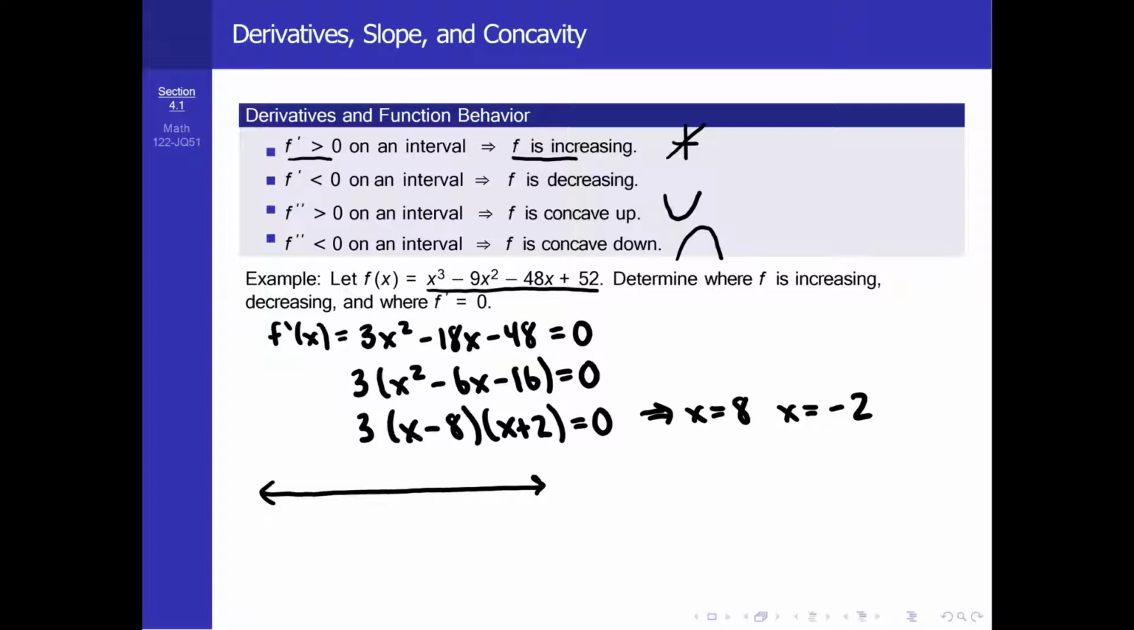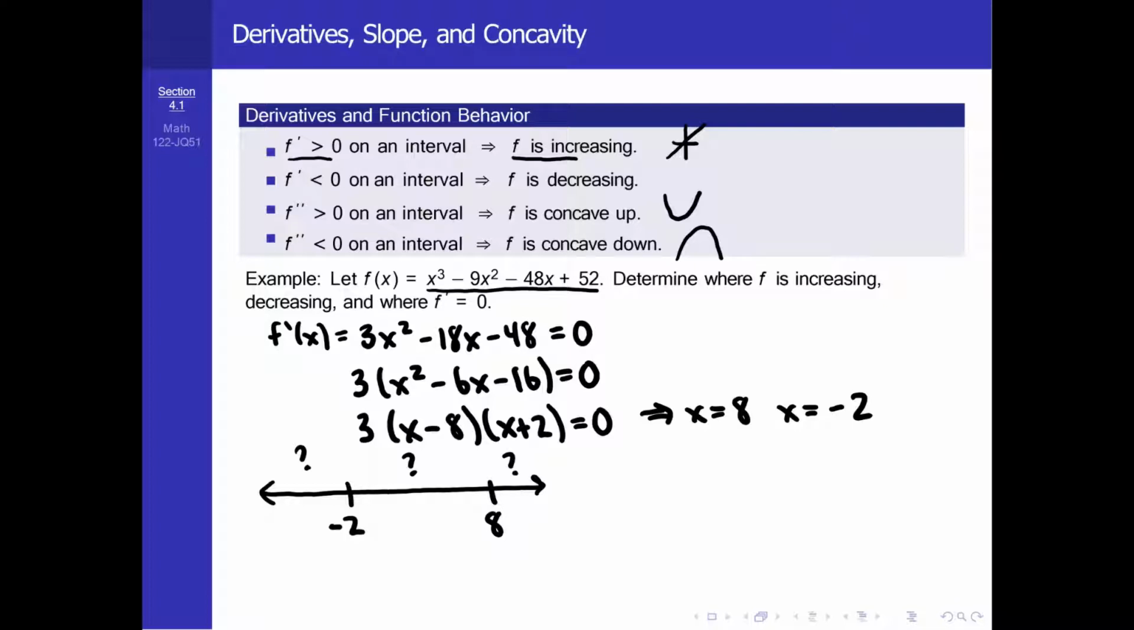So what we're going to do is draw a number line, and we're going to put our 2 points where the derivative was equal to 0 that we just found. So we have x equals negative 2, we have x equals 8, we're putting them on the line here. And the question is, is the derivative positive or negative at each of these intervals around these points negative 2 and 8? And so we'll figure that out by picking test points from each of those intervals.